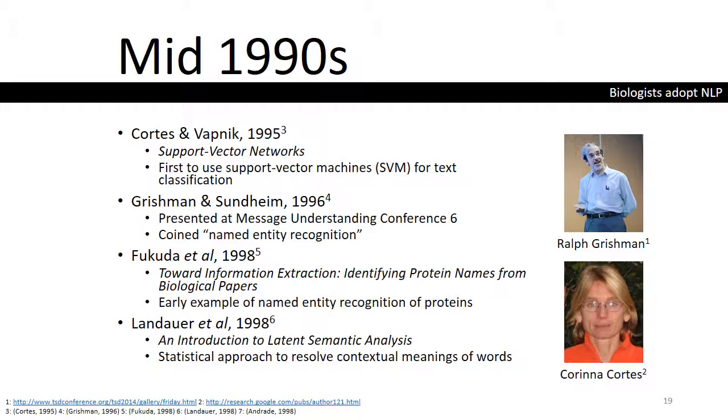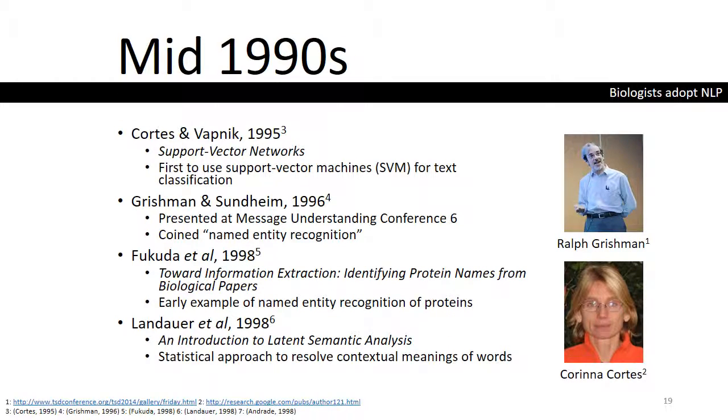Then we have Grishman and Sundheim. They presented at a conference called Message Understanding, and that was supported by the military. It was about learning things from military reports or information reports, as well as the movements of the enemy and terrorism. So this is named entity recognition. Now the idea wasn't new, but we finally had a name for it. So it's pretty much what I've shown you in the past, but now with this formal name.